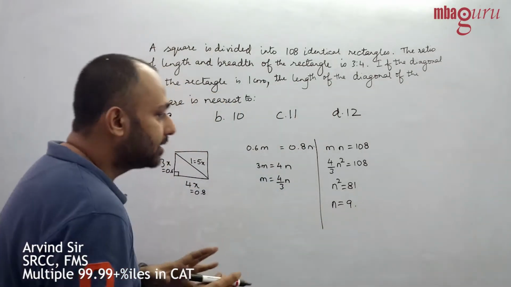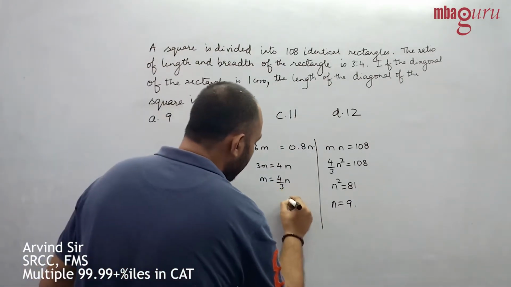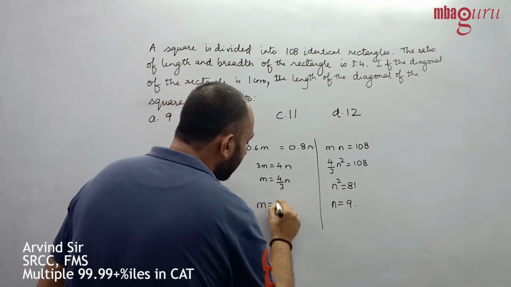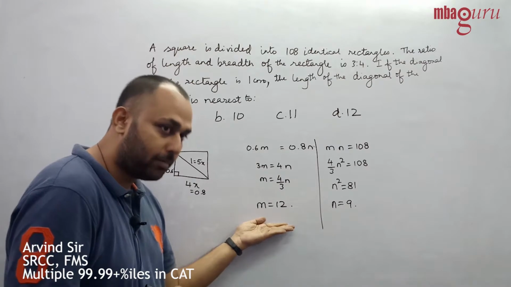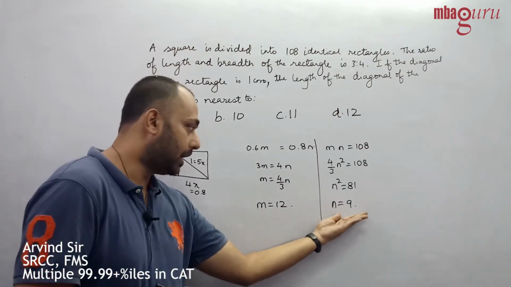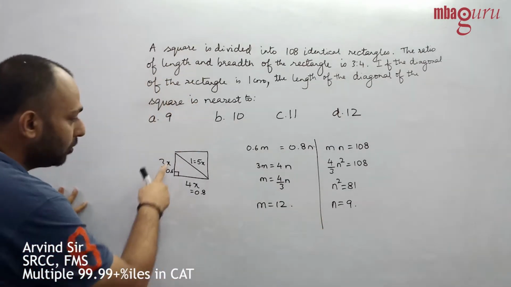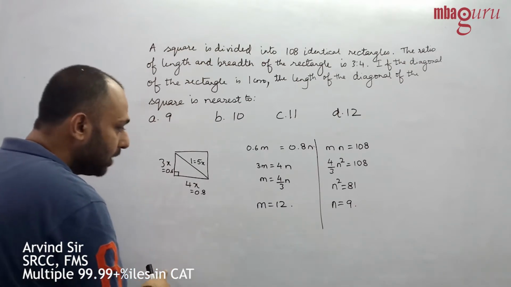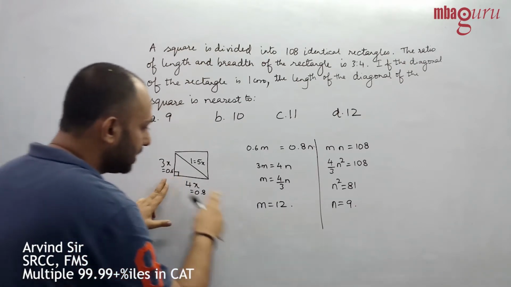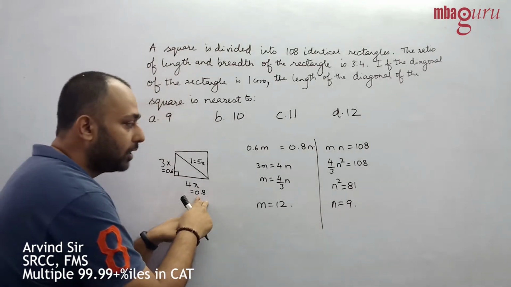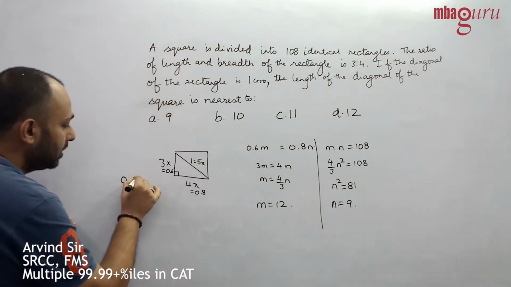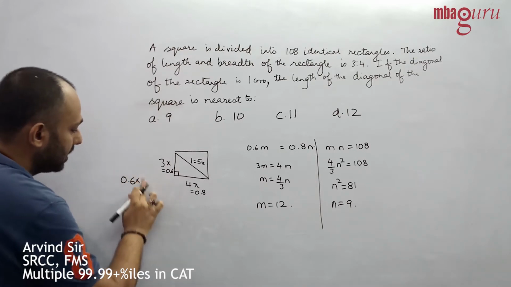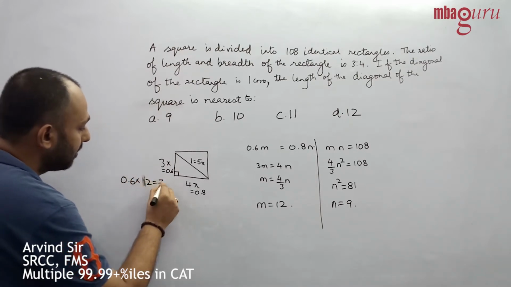Now if n turns out to be 9, m will turn out to be 12. Although you don't need the value of m now, only reaching the value of n is enough, because now you would know the length of the side of the square. The 0.6 gets repeated 12 times or the 0.8 gets repeated 9 times. In either case, you are going to end up with side of square as 7.2.